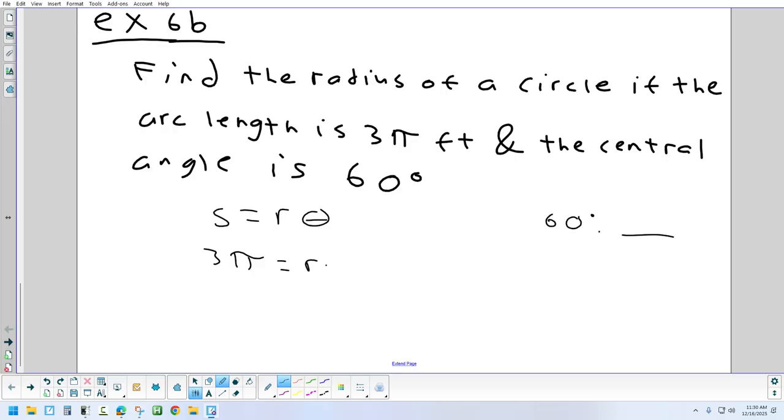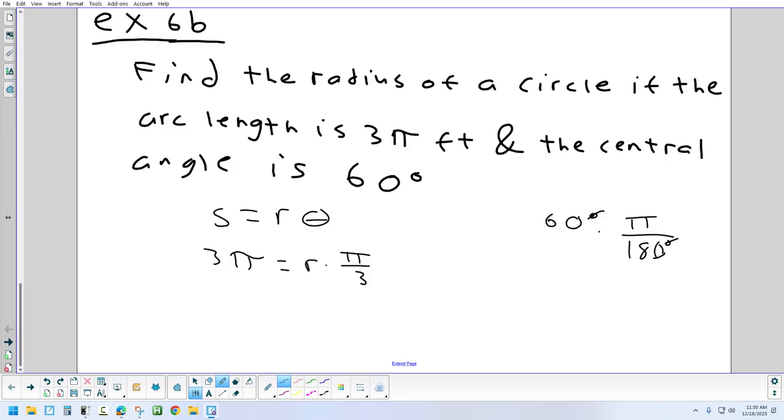Yep, pi. And multiply by pi over 180. Degrees will cancel, and 60 goes into 180 3 times. So what you should be filling in for your angle is pi over 3 radians.